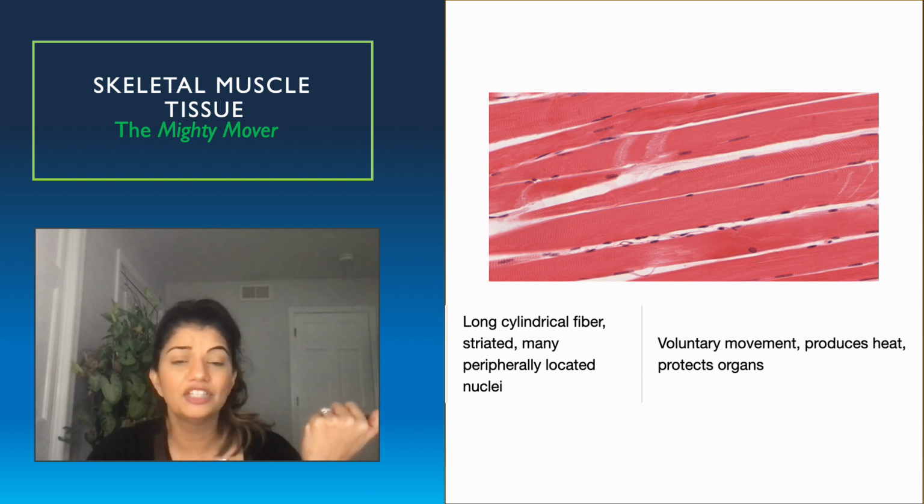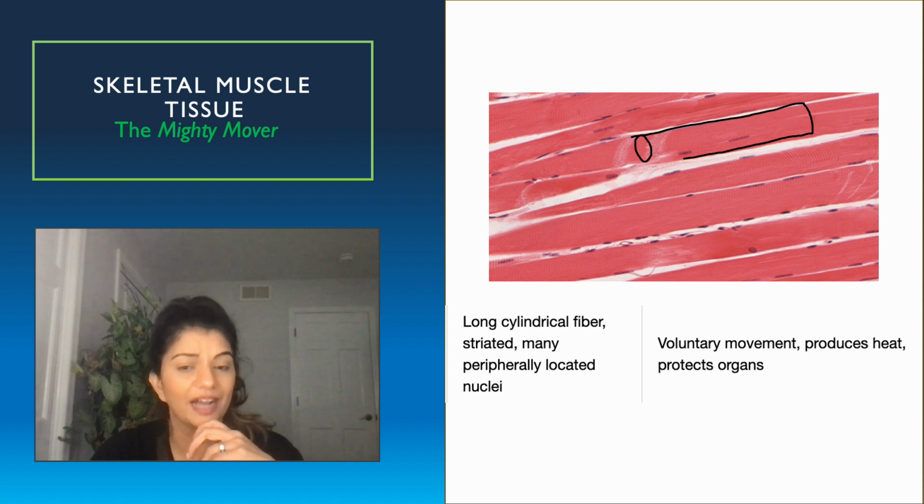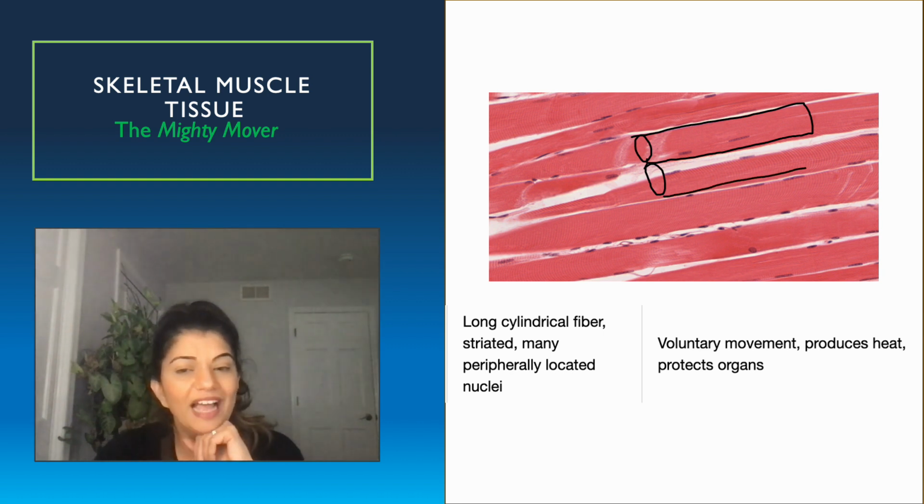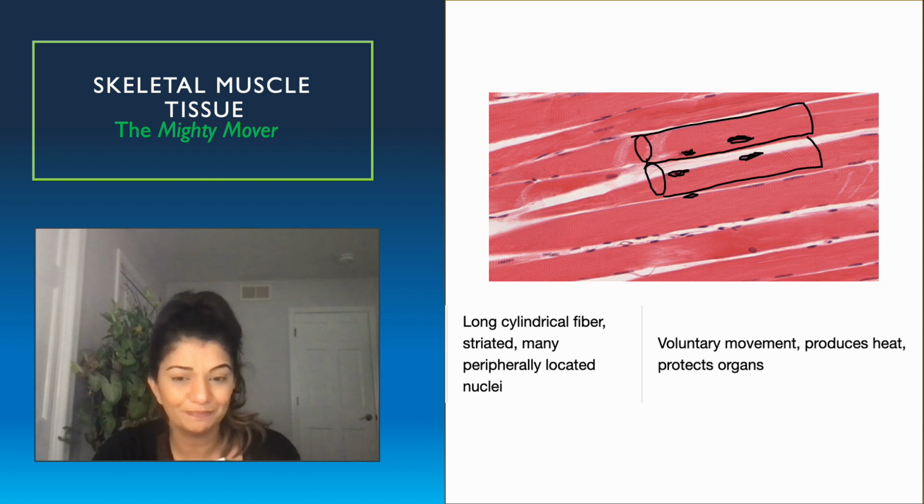Now they do have these cylindrical fibers that are very striated, like they're stripy a bit, and then they also have nuclei, multinucleated, and they tend to have nuclei in the peripheral surfaces. So I mean, it makes sense that they would have multiple nuclei, right? Because they require a lot of power. So there's a lot that goes into skeletal muscle.